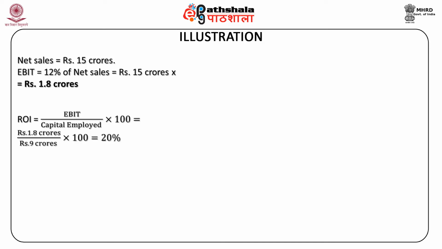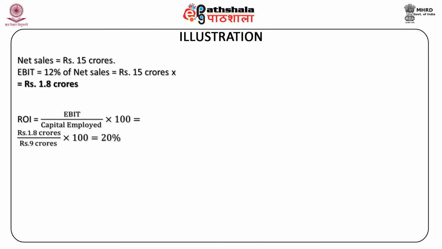Solution 1. Net sales is equal to 15 crores. EBIT is equal to 12% of net sales, which is equal to 1.8 crores. ROI is equal to EBIT divided by capital employed into 100. This means 1.8 crores divided by 9 crores into 100, which is 20%.